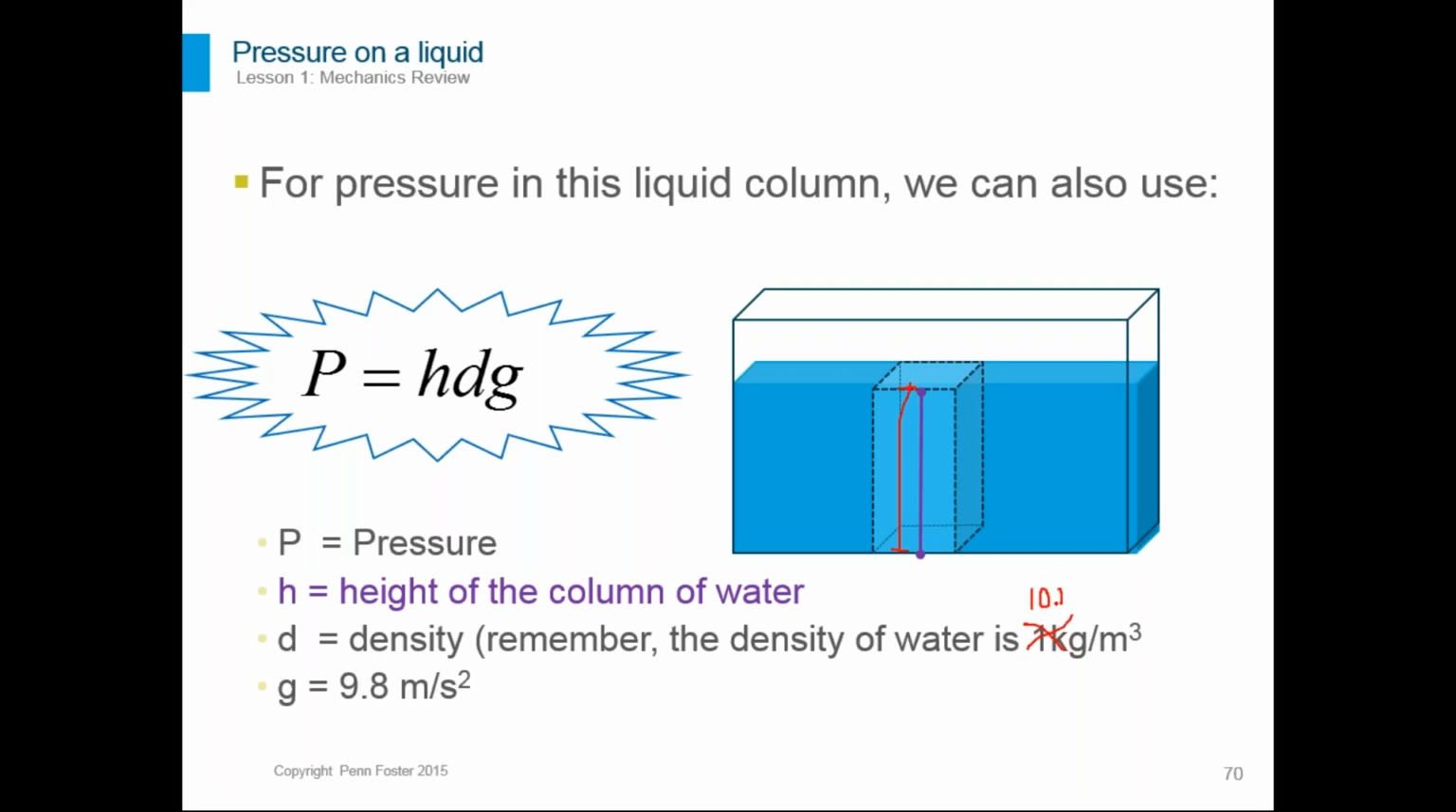1,000 kilogram per meter cubed. Don't forget that number. And then G is always 9.8. So pressure in water is pretty easy. Height times density times G.